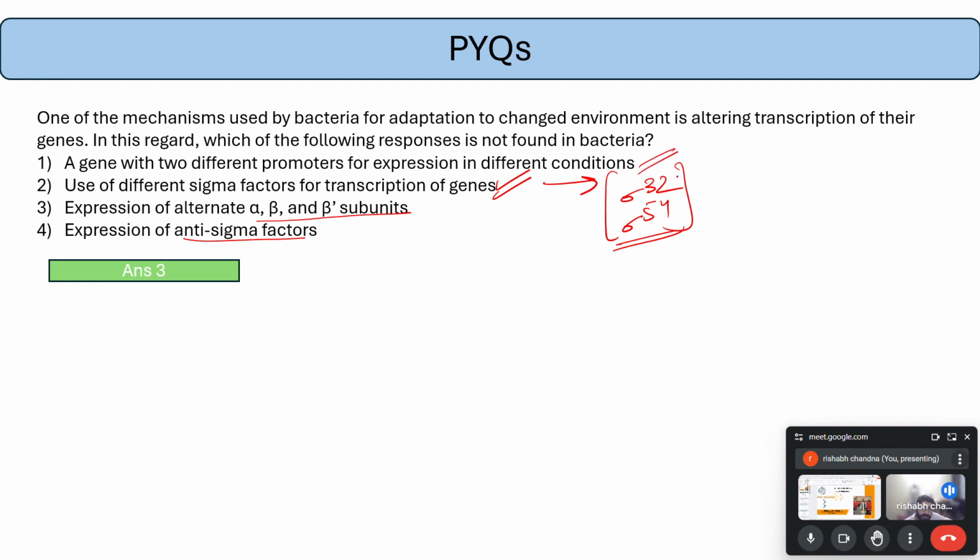So here the gene can be linked to different promoters also, but it cannot help in the activation or expression of alternate alpha beta and beta prime subunit because they are same in whole of the bacteria. Okay, so everything is synthesized from this particular subunits only, forming the core enzyme. So the correct option, this does not happen in bacterial cell. Okay, anti sigma factors can be formed, and these two also can be done in bacteria, but this particular thing, formation of alpha beta and beta prime subunits alternative, cannot be formed in bacteria.